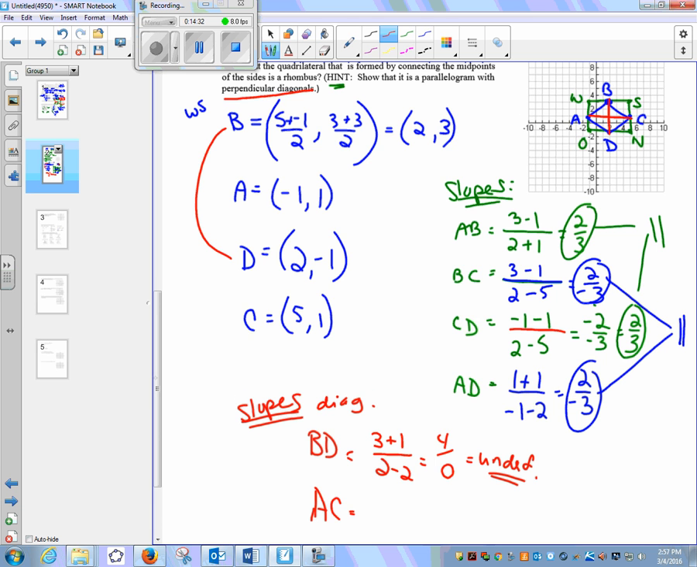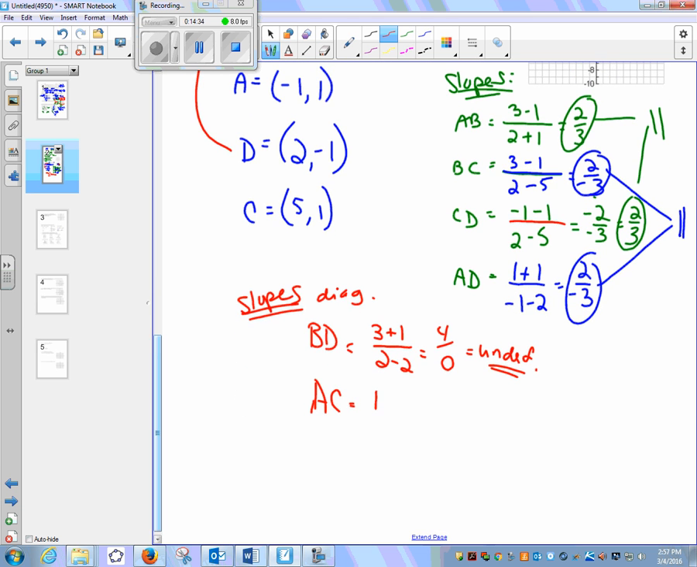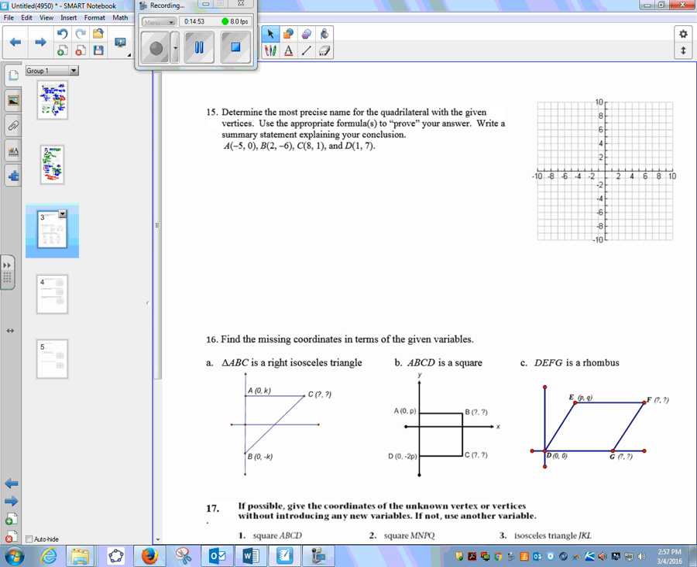AC, if we do the slope, it's going to be 1 minus 1 over negative 1 minus 5. Again, we have 0 over something. That's 0. That means a horizontal line and a vertical line, which are perpendicular to each other. So that makes this a rhombus with perpendicular diagonals. A parallelogram with perpendicular diagonals, which makes it a rhombus.